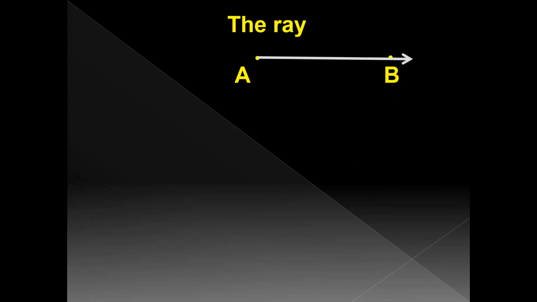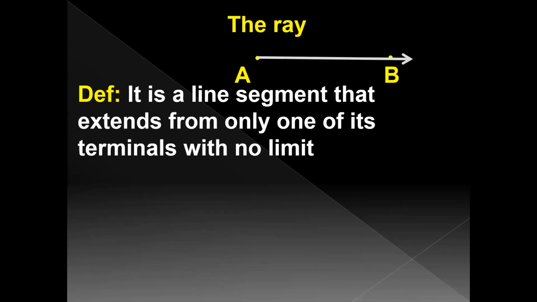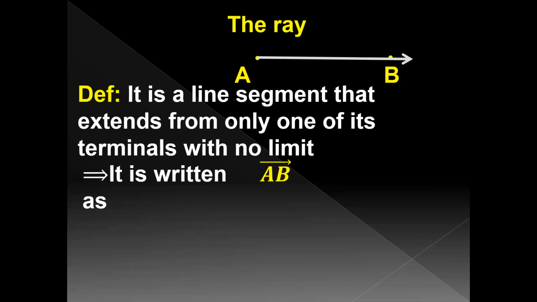Ray is a line segment but extends from one direction only, one terminal with no limit, like AB ray. And it's written as AB ray. We cannot say BA ray, because the starting point is A, so we will start from A.